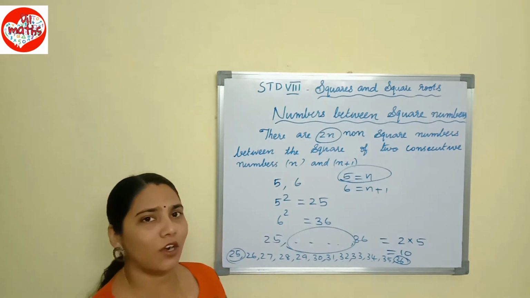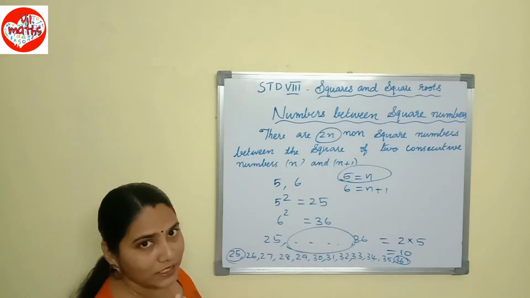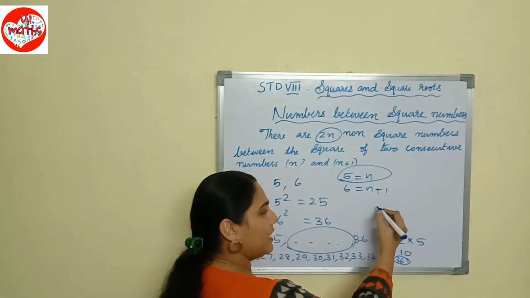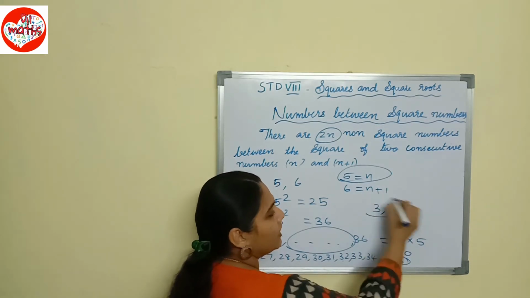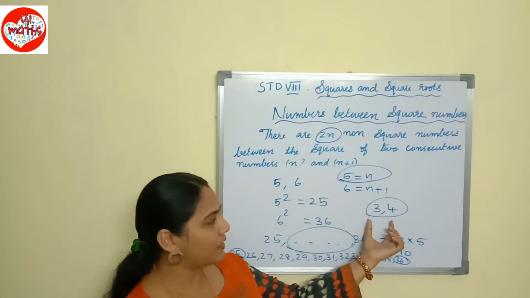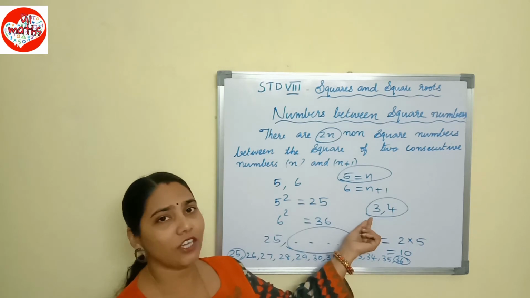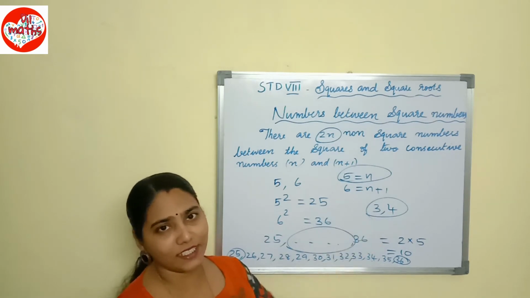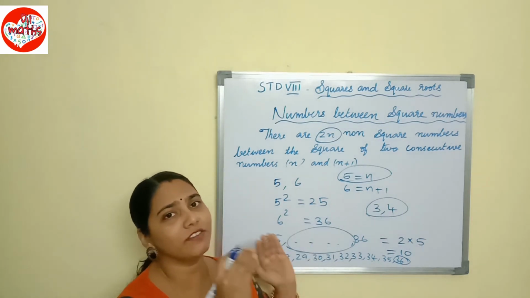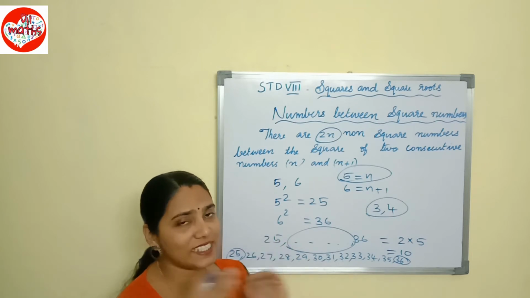If you get two consecutive numbers, what should you do to find the non-square numbers in between them? Say you got two numbers like 3 and 4. First you should take the square of these numbers. 3 square is equal to 9. 4 square is equal to 16. So you should find how many numbers are there in between 9 and 16.